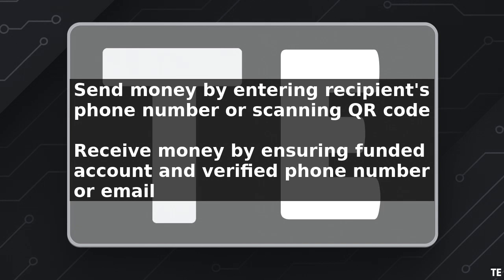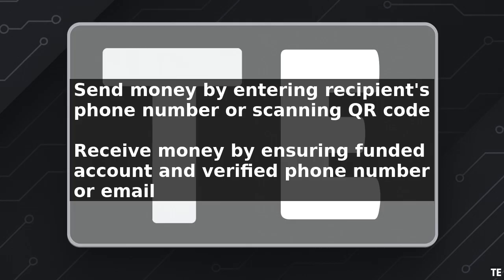To receive money, make sure your Venmo account is funded and that you have a verified phone number or email address. When someone sends you money, you will receive a notification and the funds will be added to your Venmo balance. You can then transfer the funds to your bank account or use them to make purchases.